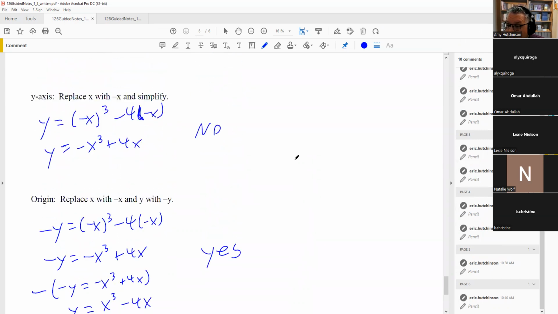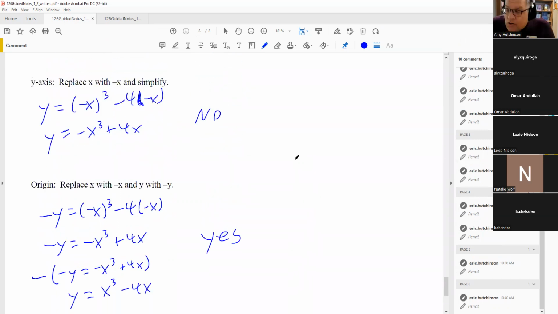Okay. All right, so that is everything for 1.2. Okay, I'm going to do an example here. So this is like a bonus problem. That wasn't originally in the notes.